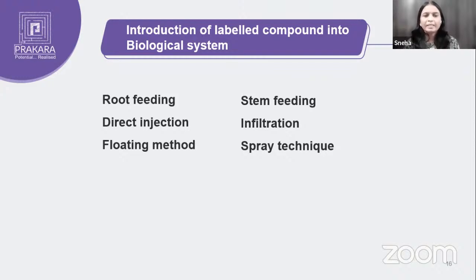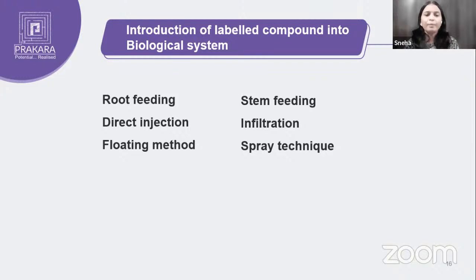In direct injection, we have to see at which place or in which organ of the medicinal plant the secondary metabolite is getting synthesized. At that place only, we have to introduce our radiolabel compound solution. We will take the example of sandalwood oil. The volatile oil of the sandalwood is synthesized in the stem.